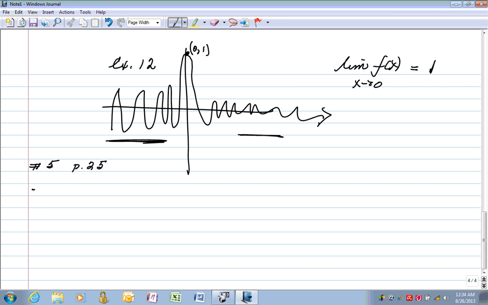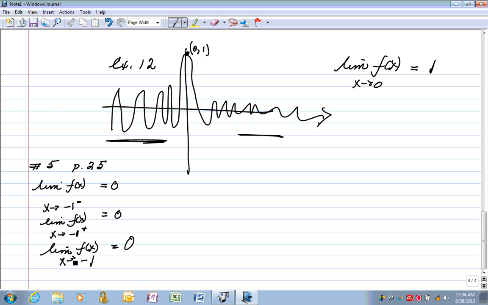Now, what is the limit of f of x as x approaches -1 from the left? Yes, that answer is 0. What is the limit of f of x as x approaches -1 from the right? It's again 0. Therefore, the limit of f of x as x approaches -1 itself is equal to 0, because by the definition of limit, the limit of f of x, and I see we need some erasure here.